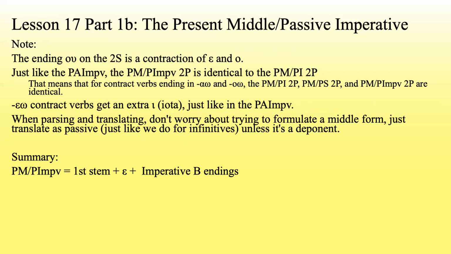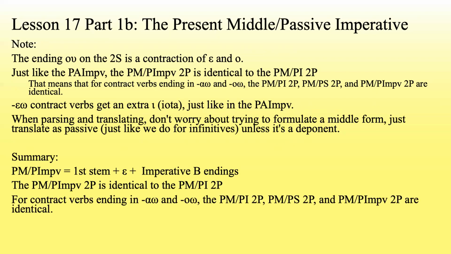So, summary: the present middle passive imperative equals first stem plus epsilon plus imperative B endings. The present middle passive imperative second plural is identical to the present middle passive indicative second plural, which means for alpha-omicron and epsilon-omicron verbs, they're also identical to the subjunctive form, and memorize the endings.